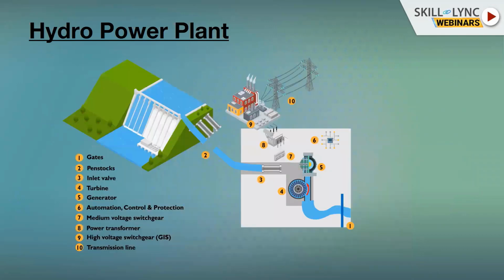And you can also see another picture which has been clearly given. From number 1, 2, 3, 4, you can see very clearly. In that picture, number 1 is nothing but the gate. We always keep that gate closed, and while opening the gate, the water comes from the reservoir area to the penstock. And the next one is the penstock, number 2, and number 3 is the inlet valve.